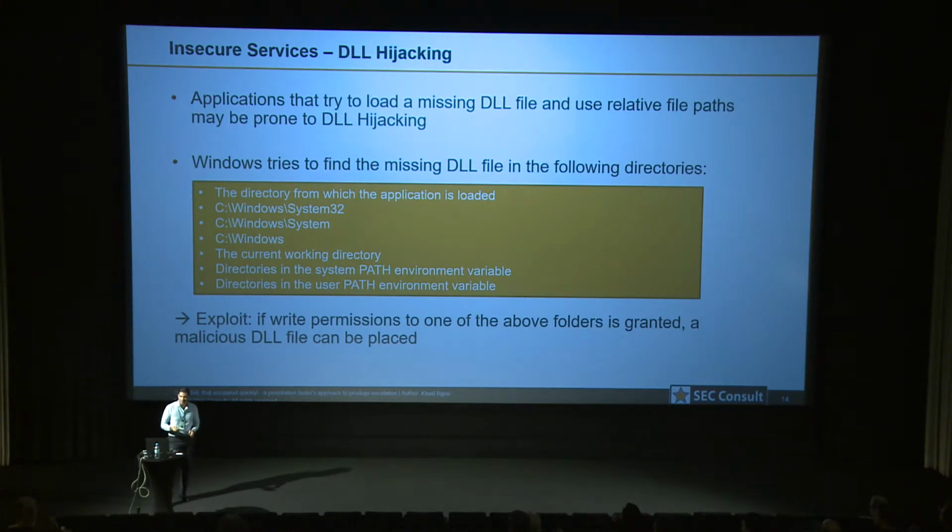So for the first 5 directories, we would normally not have any write permissions. However, for the system path environment variables, there is a possibility that we have write access to one of the folders in there. So yeah, this is a very interesting technique which can be, I would say, widely found in the wild. Yeah, so these were 3 different methods on insecure services.